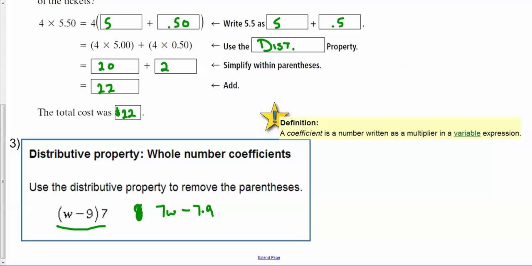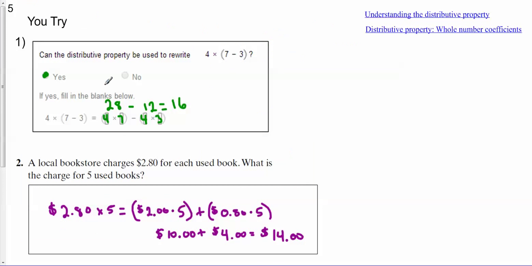Okay. Now give the video a pause, and I want you to try that next slide by yourself. Before we go on to the Try, we could have written this as 7w minus 63. I think that makes me feel a whole lot better, because I think that needs to be simplified to the 63. So going back to number 3 on the previous box, we should have 7w minus 63. That's what I like. So let's see what you tried. Yes, we can rewrite this using the distributive property. 4 times 7 minus 4 times 3.